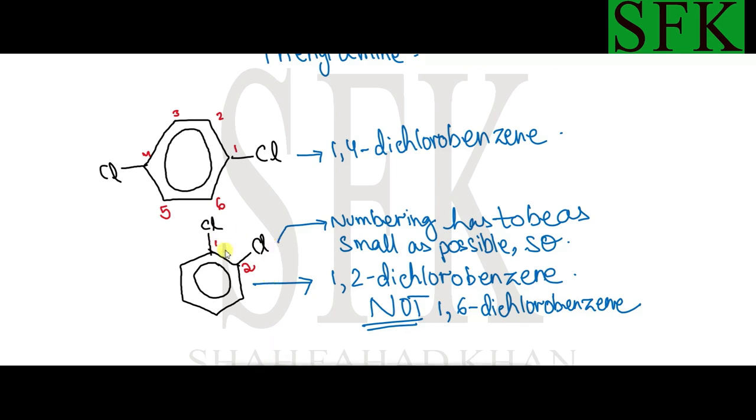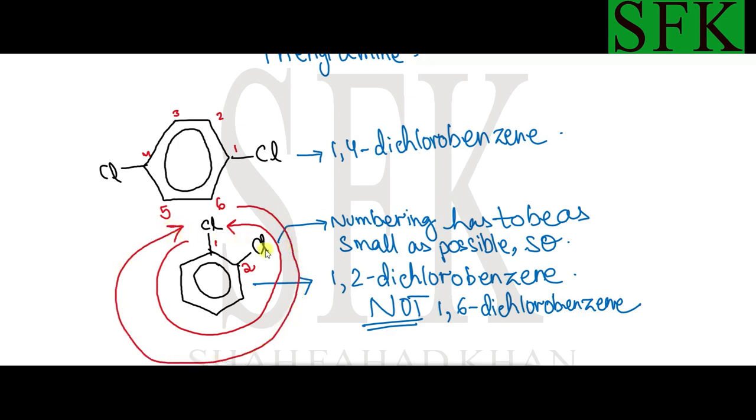Because in this case, the two sides from here to the first carbon and the other way around are not identical. They are not symmetrical, they are different. A general rule is that we need to keep this numbering, these two numbers, as small as possible.